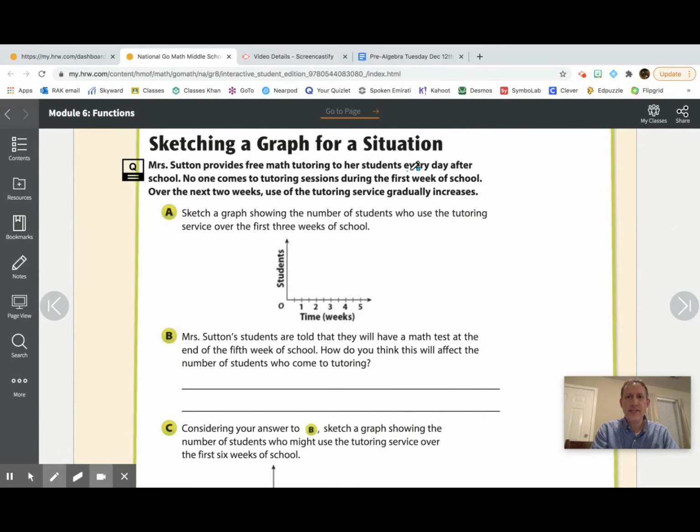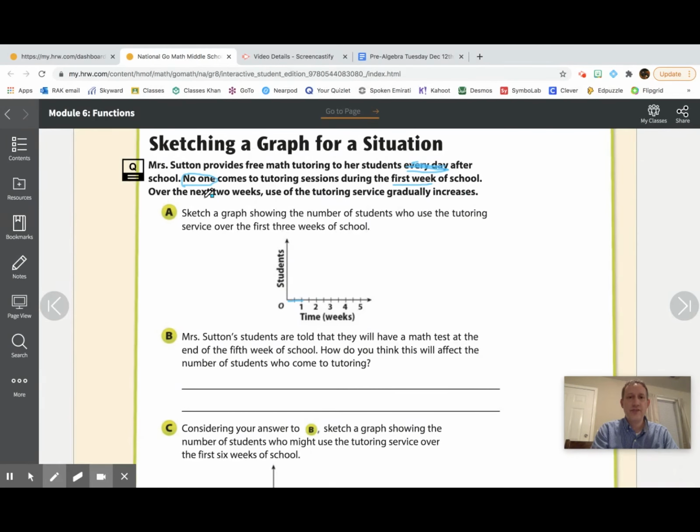Now you see this every day. That could be important, but we don't know yet. No one comes, so 1, that's a number. No one means 0, right? To the tutoring session during the first week. Okay, so are we going to be talking about the first week or every day? Well, we look down here and this helps us. The time is given in weeks, so we can just ignore this every day, and this first week is going to help us. So on the first week, no one comes. So we're not even going to draw anything. That first week, there's no line. It's down here at the x-axis.